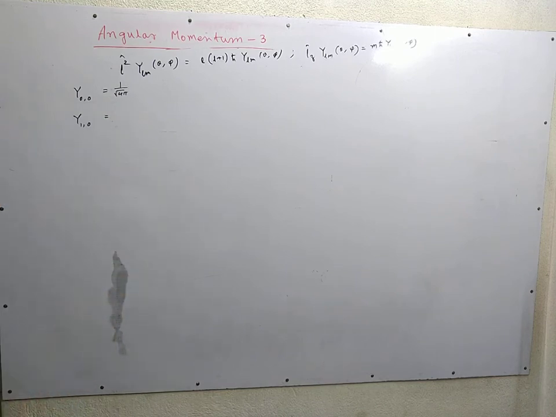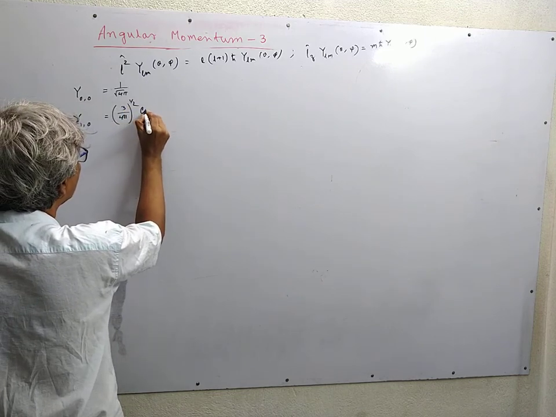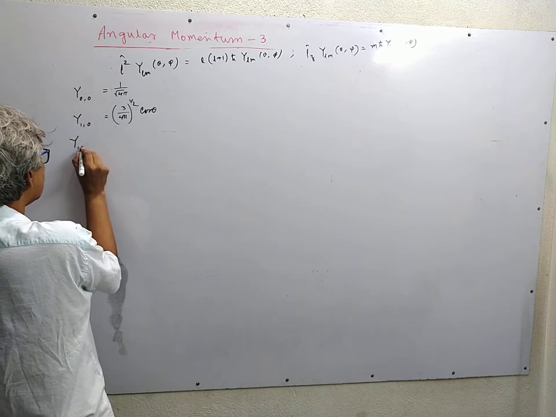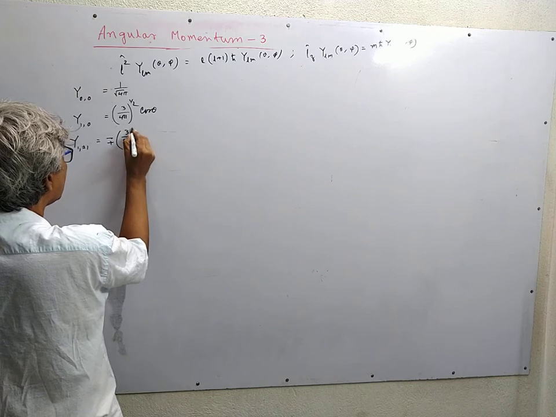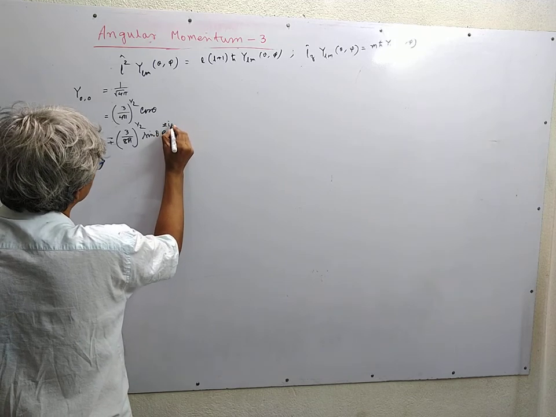This is root of 3 by 4 pi of cos theta, and Y1 plus minus 1 is equal to minus plus root of 3 by 8 pi sin theta e to the power plus minus i phi.